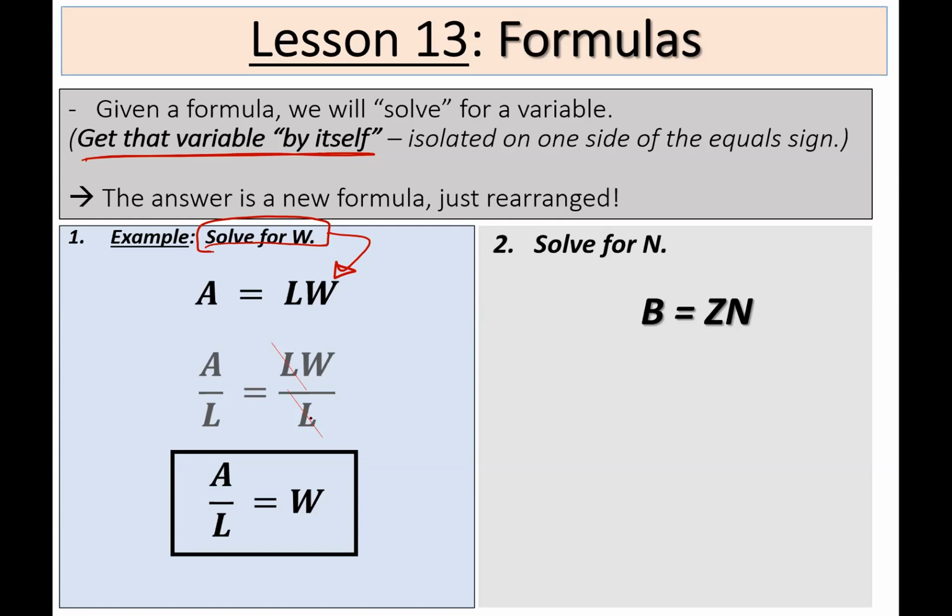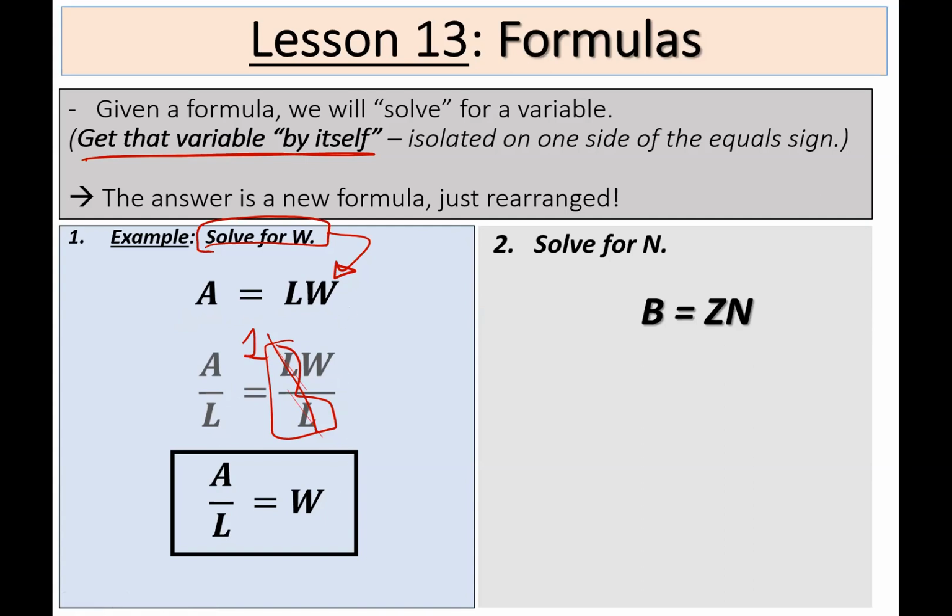L divided by L is 1. Anything divided by itself is 1. That's why we're allowed to cancel like this. That's just equal to 1. We don't even need to know what L is for that to be true. Anything divided by itself is 1. So that cancels out, and then we're left with just W all by itself, which was the goal. Because we divided both sides by L, on the other side, we have A over L. So our original formula was A equals LW. The final formula is A over L equals W. Those two formulas are essentially saying the same thing.